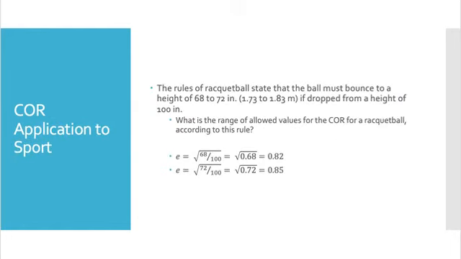As an example of the use of COR in sport, let's look at the rules of racquetball. They state that the ball must bounce to a height of 68 to 72 inches if dropped from a height of 100 inches. So what is the range allowed for the values of COR for racquetball according to this rule? The COR equation tells us that the racquetball must be between 0.82 and 0.85. The coefficient of restitution of a baseball with a wooden bat is about 0.55. The COR of a tennis ball on the court is about 0.73. Therefore, how the ball bounces is determined by its coefficient of restitution.